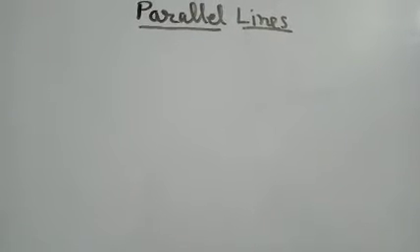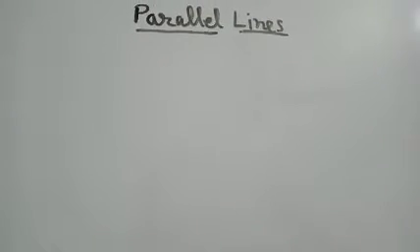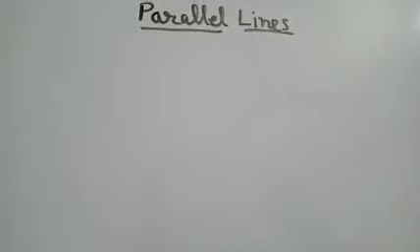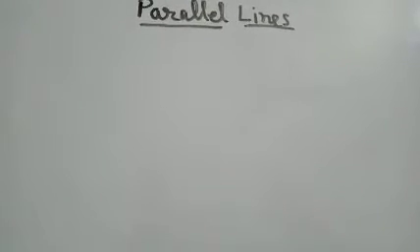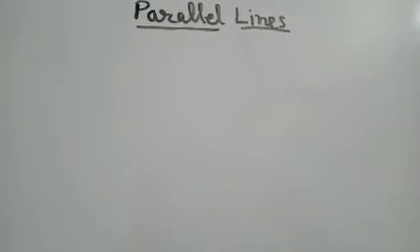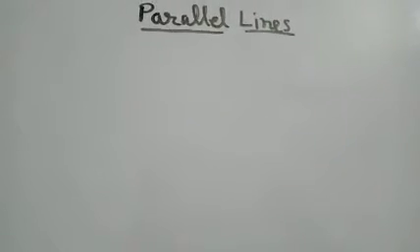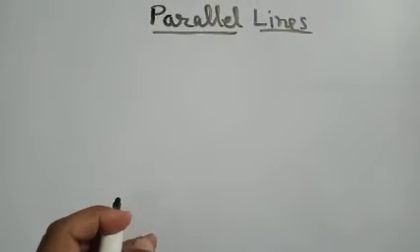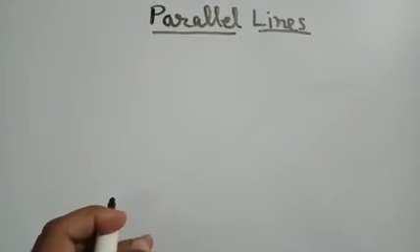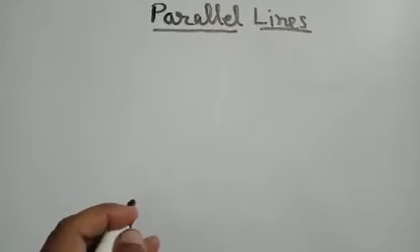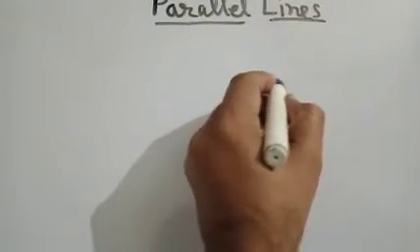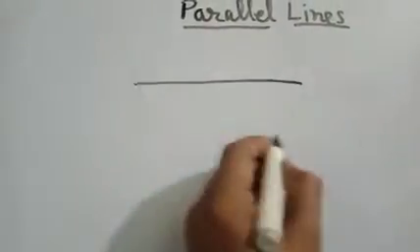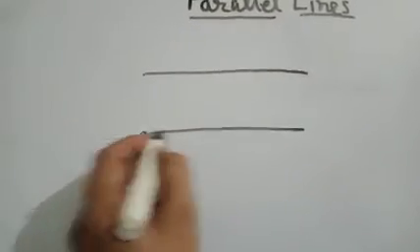Today, I am continuing your chapter Lines and Angles. The topic is parallel lines and angles made by the transversal. So, students, what are parallel lines? Two lines are said to be parallel if the perpendicular distance between them is constant at every point. For example, these two lines are said to be parallel.